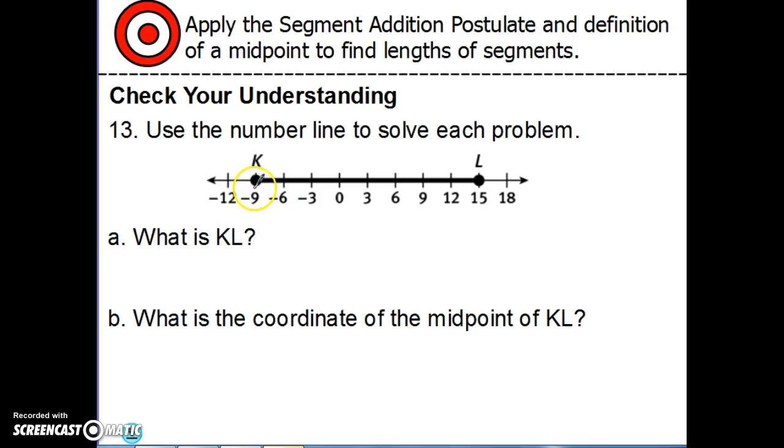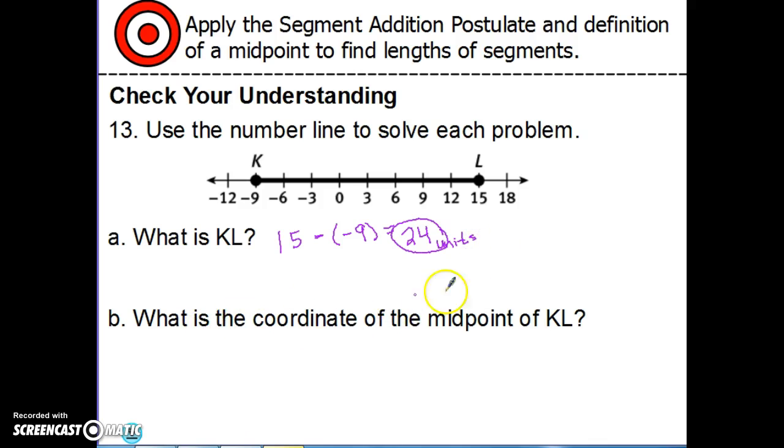So I could count 1, 2, 3, 4, 5, 6, 7, 8, but my distance is not 8 because notice each of these segments here are 3 long. So you could do 8 times 3. That would give you 24. Or you could do 15 minus -9. That would also give you 24. Whatever way you prefer, this segment is 24 units long.